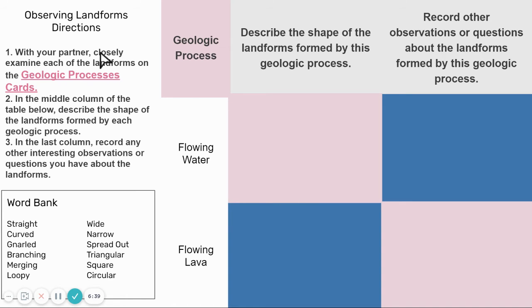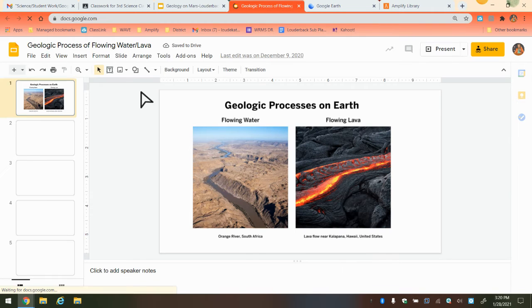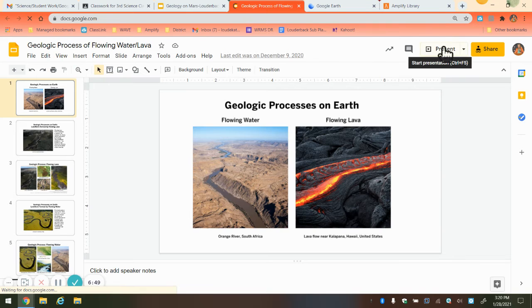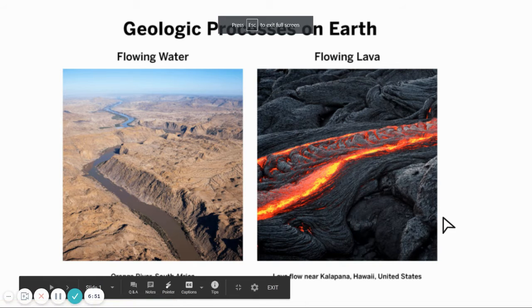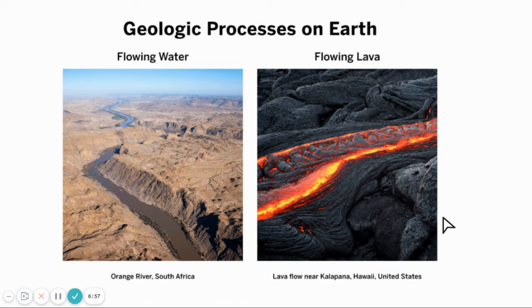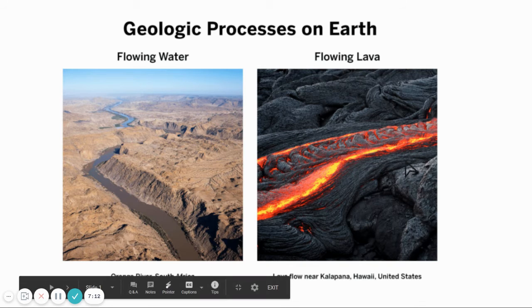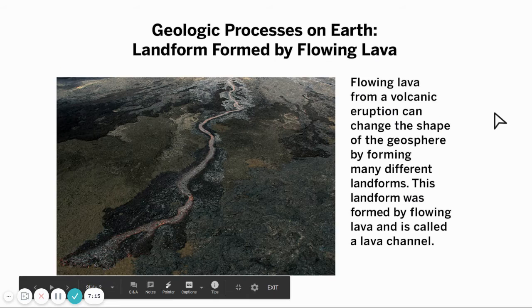So what we're going to look at is the geologic process cards here. If you click on the link, it'll open up the cards. You can see initially the two different types of channels that are created, one by water, the other by lava. We're going to take a closer look at the types of landforms that are created here and look for our observations on what may have created the differences in these two channels, other than the fact that one is created by flowing lava, the other by flowing water. What differences and similarities are there between the two?